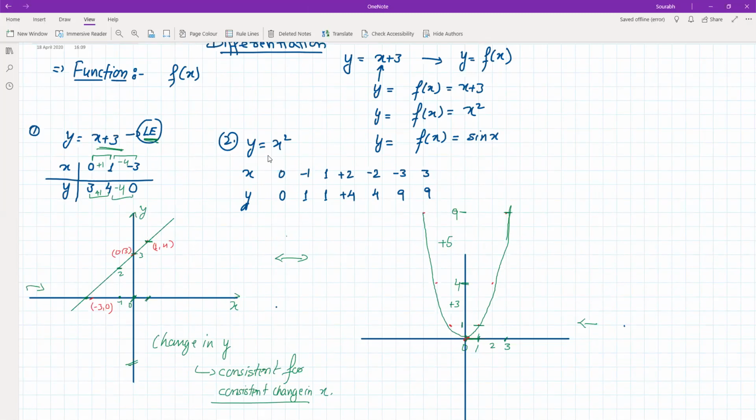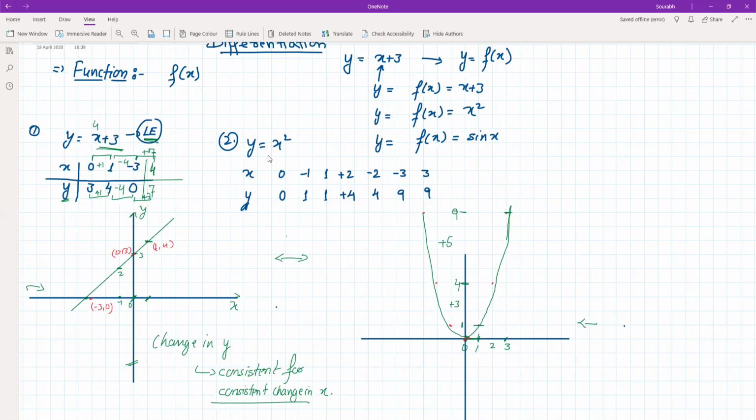Correct? And if I increase this graph, or if I keep on adding more values, I'll see the same pattern. For example, now suppose instead of -3, if x is say 4, in that case what will be y? If x is 4, y will be 7, right? So now what is the change here? Change here is plus 7, and here also change is plus 7.